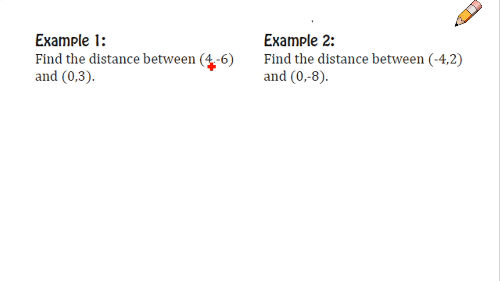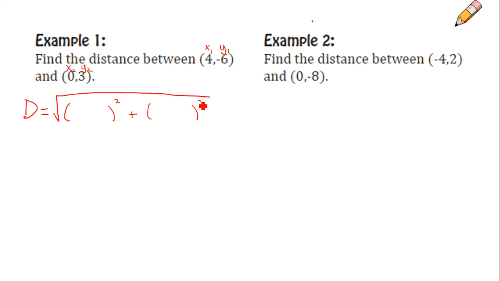We want to find the distance between (4, -6) and (0, 3). So we could whip out a piece of graph paper and do the Pythagorean theorem if we wanted to. Nothing wrong with that. Or we can use that distance formula, which is based on that anyway. So distance equals the square root of, now remember, this is my first point, x1, y1. This is my second point, x2, y2. And I'm just going to plug them into the formula.